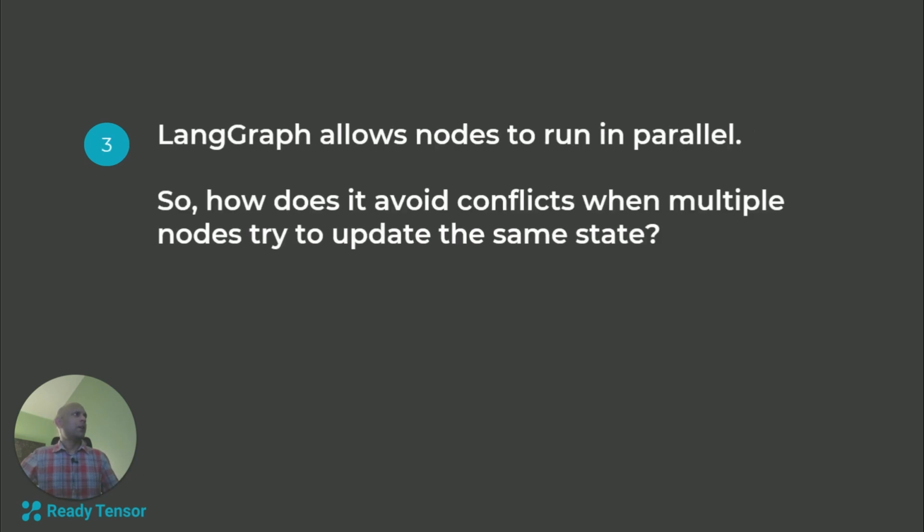All right, LangGraph allows nodes to run in parallel. So how does it avoid conflicts when multiple nodes try to update the same state? So we're going to be building complex workflows, and LangGraph allows you to run nodes concurrently. So this is going to be important for you to understand how does it even work, right? How, if multiple nodes are running in parallel concurrently, they try to update the same state, how do you avoid issues? And so what does LangGraph provide built in with some features, functionality that allows us to handle such situations?